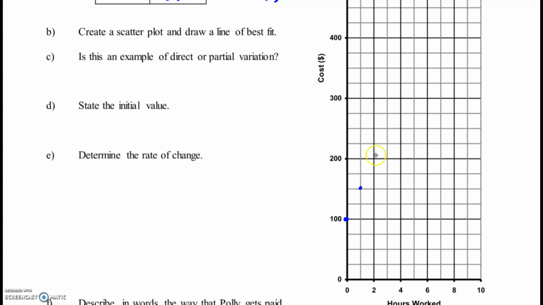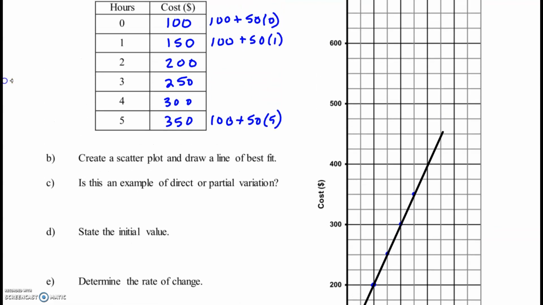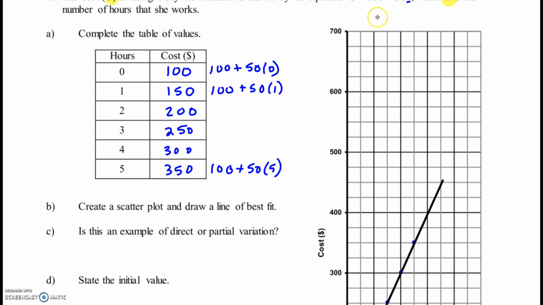2, 200. 3, 250, 4, 300, and 5, 350. Okay, so it asks us to do a line of best fit. We'll do that next. Make sure you extend it. And they did the labels, but they don't have a title. So let's go ahead and write a title, cost versus hours.